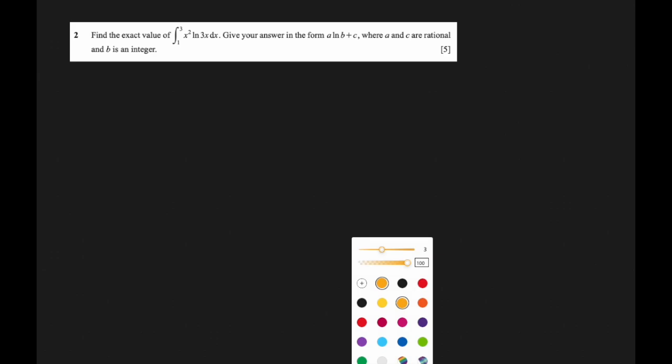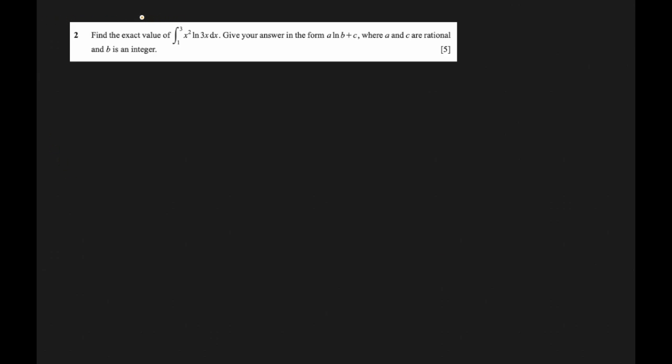Question number 2. It talks about a definite integral of x square natural log 3x, and we have to give the answer in this format where a and c are rational numbers, b is an integer. Okay, so let me rewrite this here: integral from 1 to 3 of x square natural log of 3x.